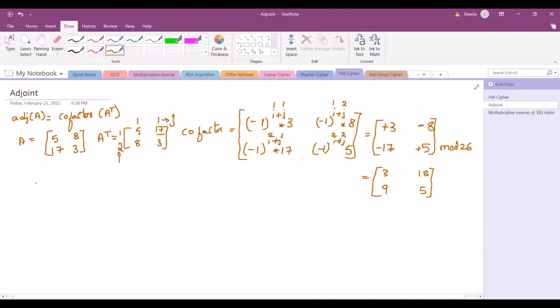For this cofactor, what I have to do is multiply. In order to get A inverse, we have to consider adjoint of A by determinant of A, which is equivalent to cofactor of A transpose by determinant of A. So here I need to take the multiplicative inverse of the determinant of A, and multiply it with the cofactor matrix, that is nothing but 3, 18, 9 and 5.